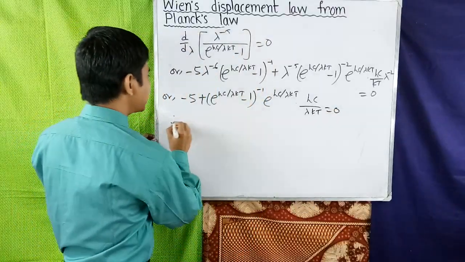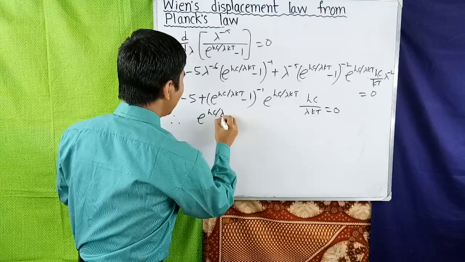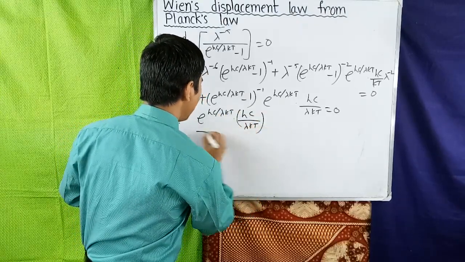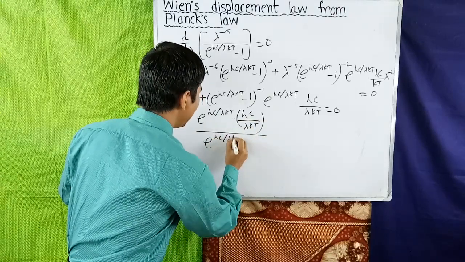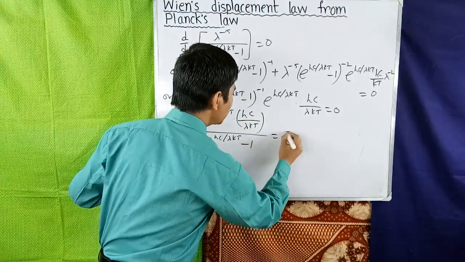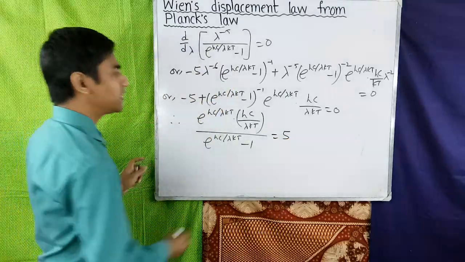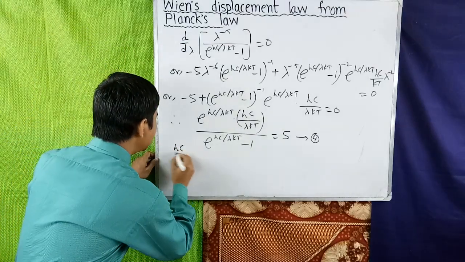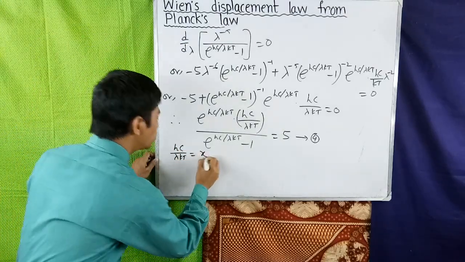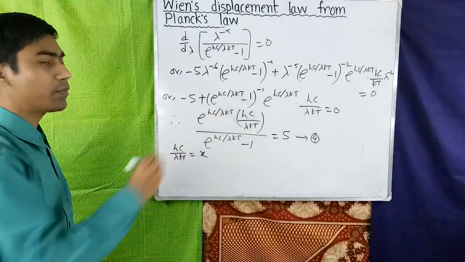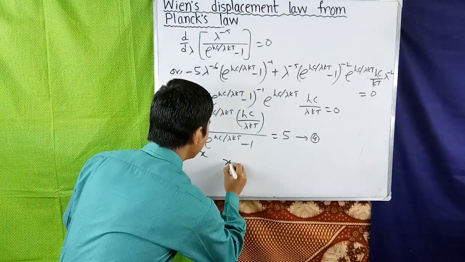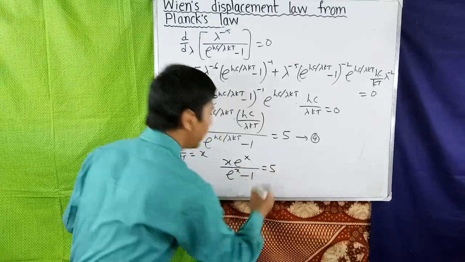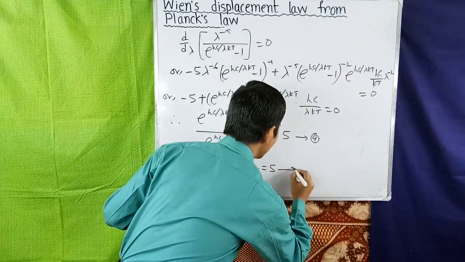Hence e to the power hc by lambda kT into hc by lambda kT by e to the power hc by lambda kT minus 1 equals 5. Suppose this is equation 4. Now let hc by lambda kT equal x. So from equation 4 we get x e to the power x by e to the power x minus 1 equals 5. Suppose this is equation 5.